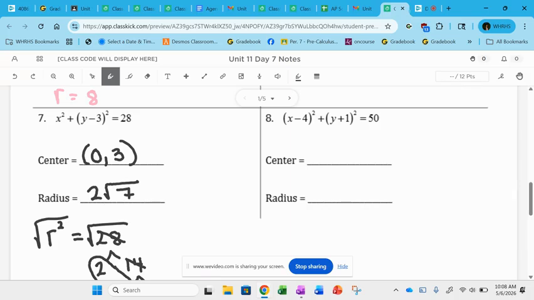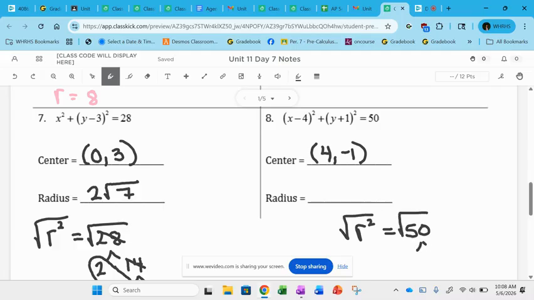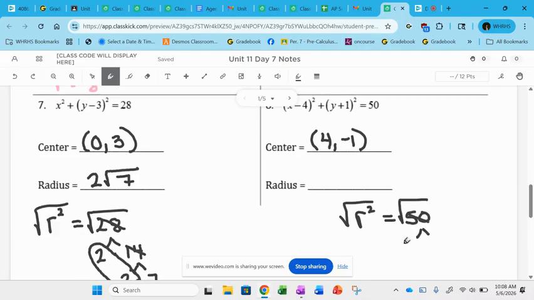All right, Kate, you're up. Tell me, what is my center point? Okay, and now my radius squared is 50. I have to square root both sides. I'm going to break down 50 into 25 and 2, and then 25 becomes 5 and 5. So my radius is 5√2. How many people got that correct? Perfect. All right, next page.